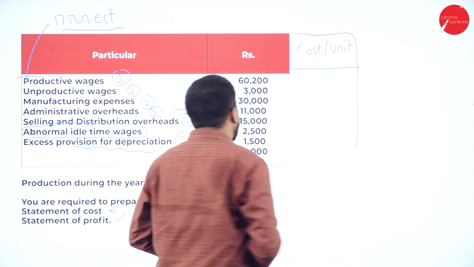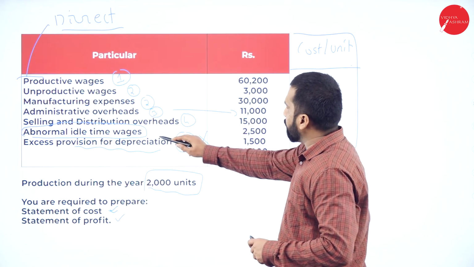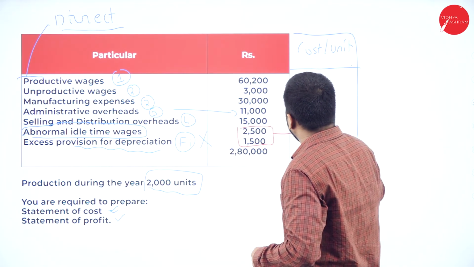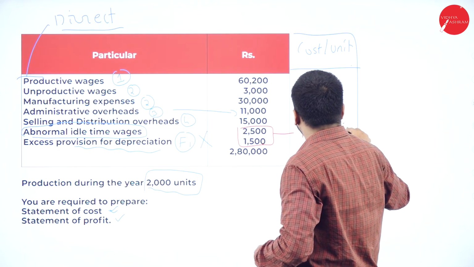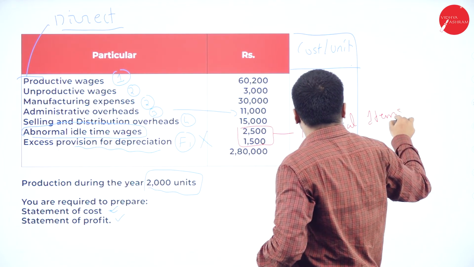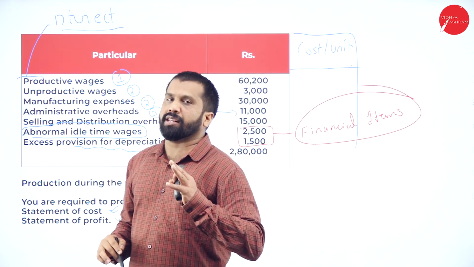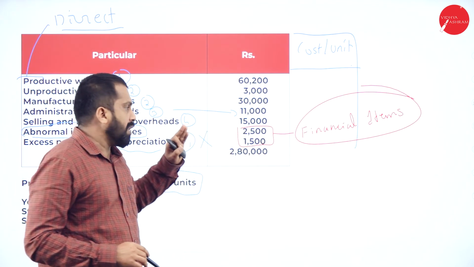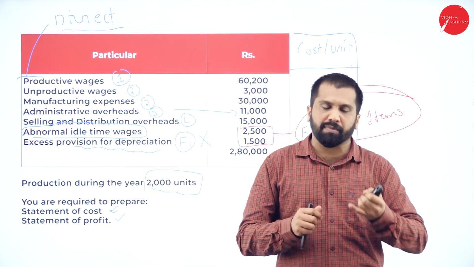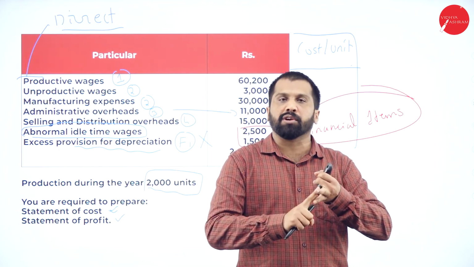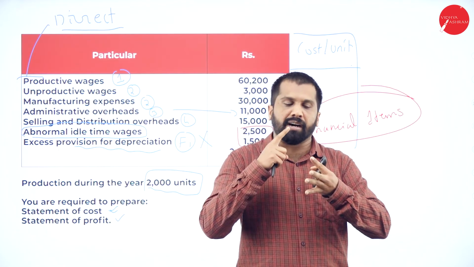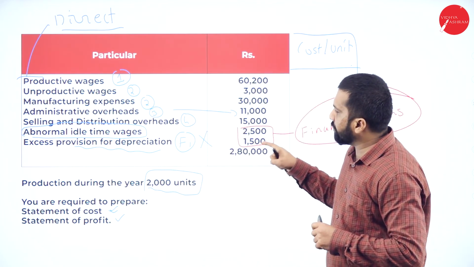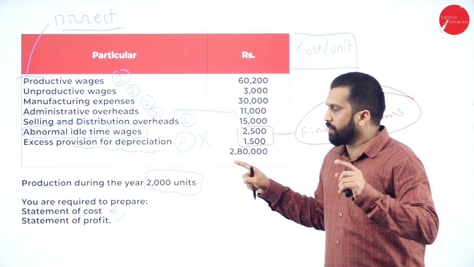Now, in this what happened? In the question, they have given abnormal idle time and excess provision. These two are financial items. All the financial items we don't consider under cost accounting. Like in the previous class we dealt with income tax paid, interest on debenture, any provisions made, or any abnormal loss provision. Anything made as a financial item, we don't consider in cost accounting. Hope you are clear. Yes, good.